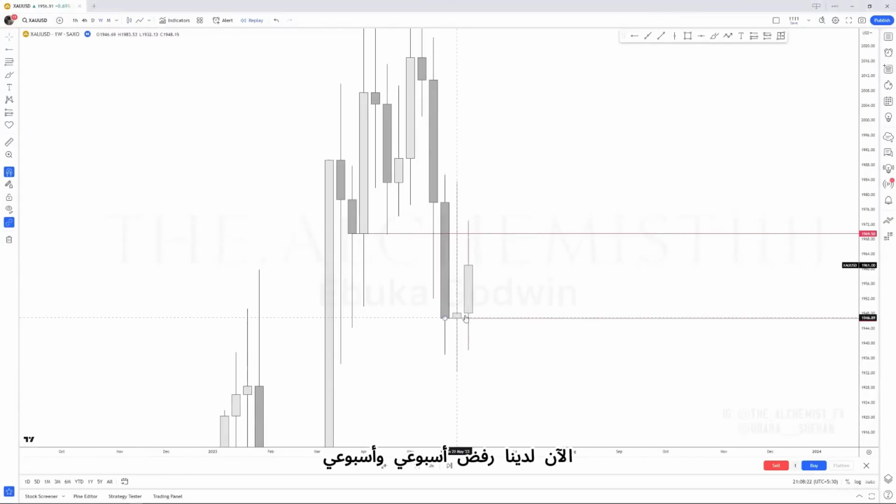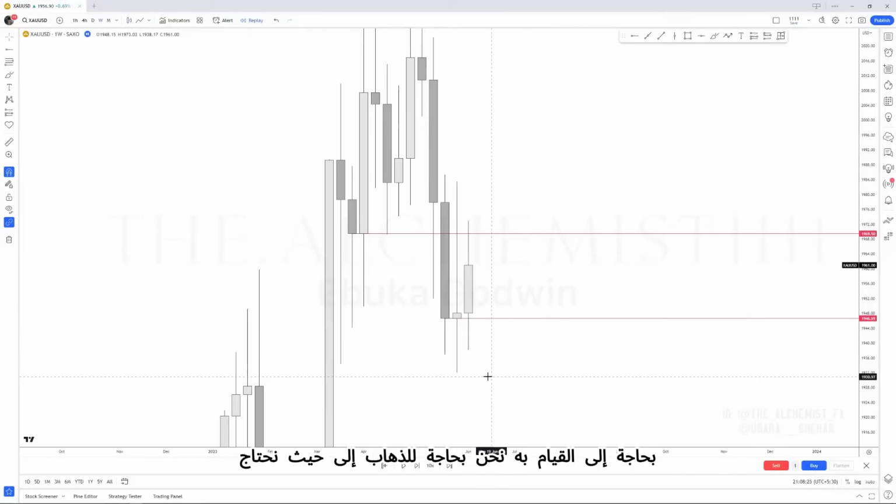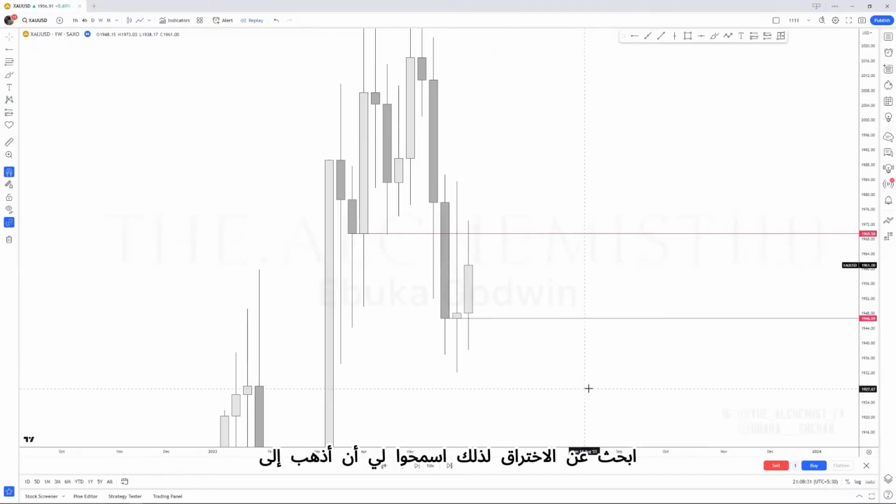So now what do we have? We have weekly rejecting a weekly support. And what's the next thing we need to do? We need to go into the daily time frame, right? We need to go into the daily time frame to look for a breakout. So let me go to the daily.